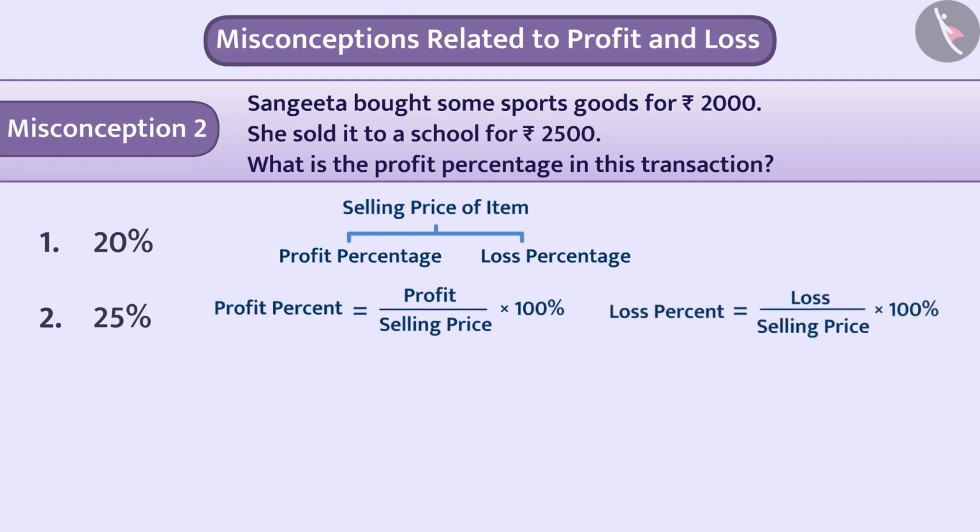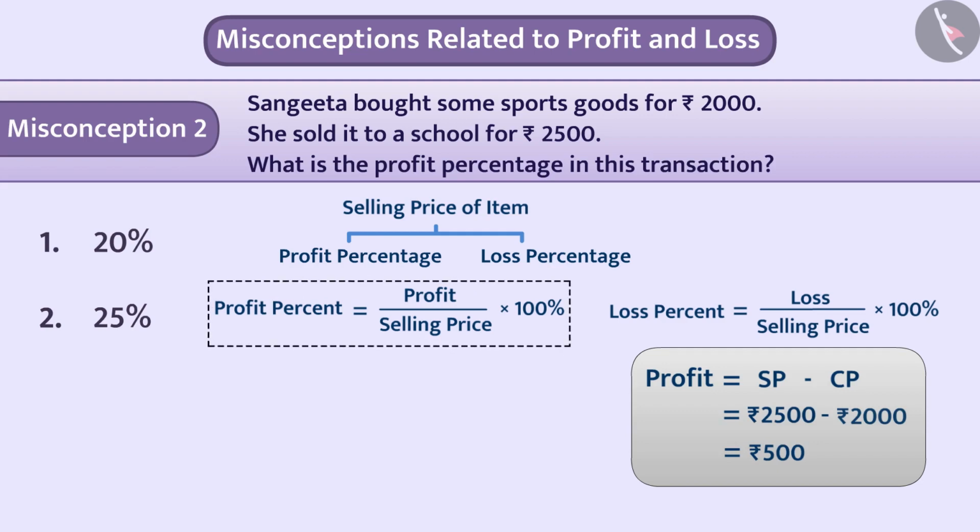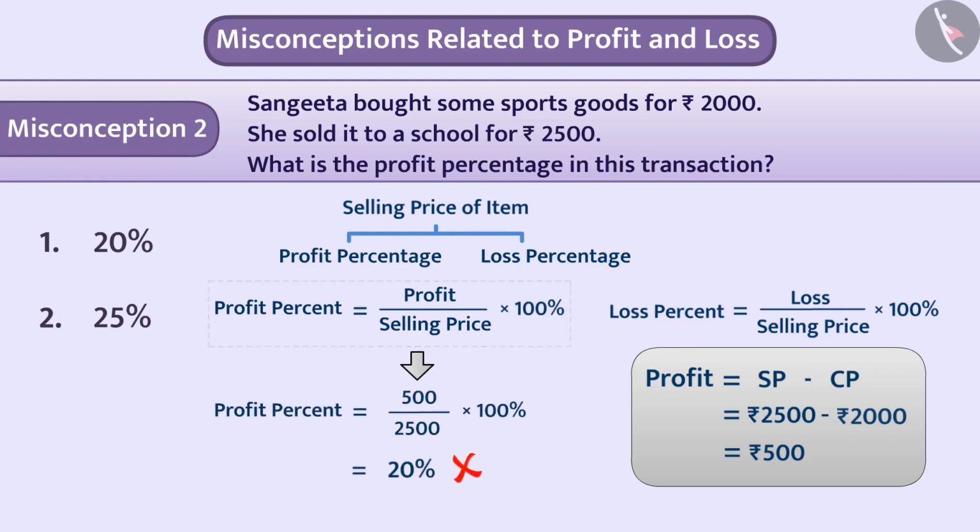While solving this example, children write profit is equal to SP minus CP is equal to 2500 rupees minus 2000 rupees is equal to 500 rupees. But while getting the percentage, they write the formula like this. Profit percentage is equal to profit divided by selling price multiplied by 100%. By placing the numbers in this formula, they solve it like this. They get 20% profit as the answer, but it is wrong. Hence, option 1 is wrong answer.